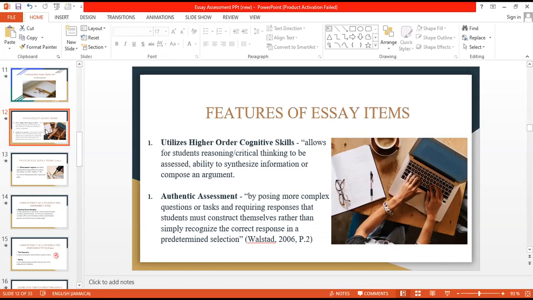So it's moving away from the surface level responses, where students get to develop or to prove what they want to say or to describe what they want to say in their own words.